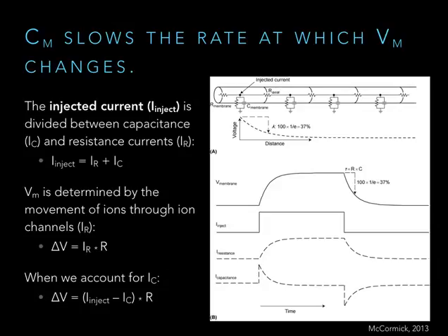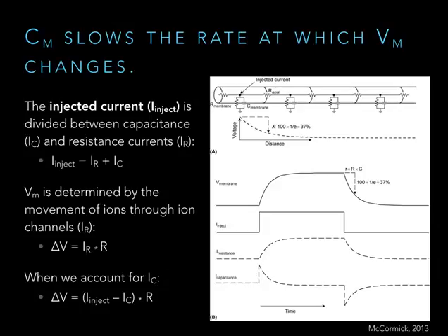Okay, so remember that injected current that we're putting in, that's always going to be a square wave, but the change in membrane potential that we get isn't a square. All right, it's going to be a smooth, kind of rounded transition. And that's because of membrane capacitance. We have to first charge our capacitor.